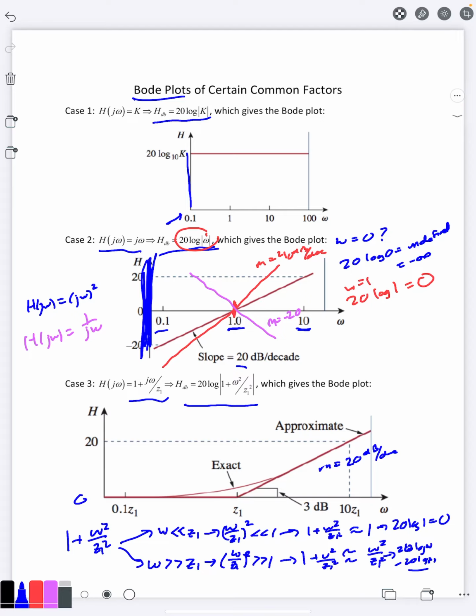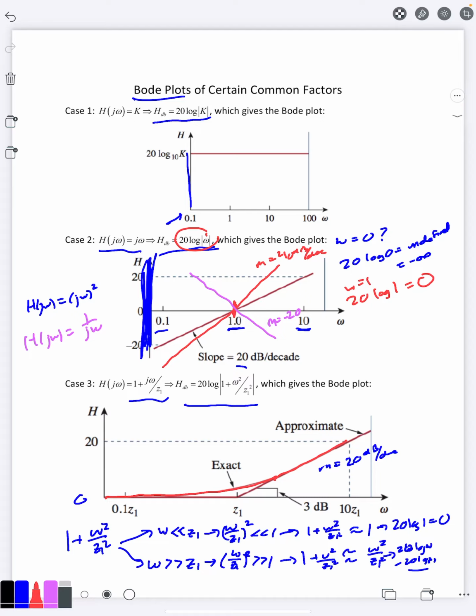There is a problem here, because what if omega is around z1? Not much smaller or not much bigger. What if it's near z1? Or what if it's even exactly z1? Well, that's this extra line here. It's the exact graph of what's going on. Because it's hard to do that manually without computer help, I'm not going to be making you draw this exact graph by hand. We're going to stick with the straight line approximations, and that's what we're going to do here.